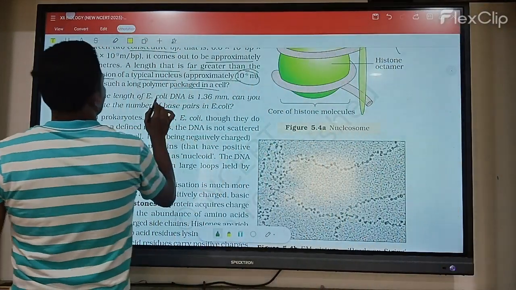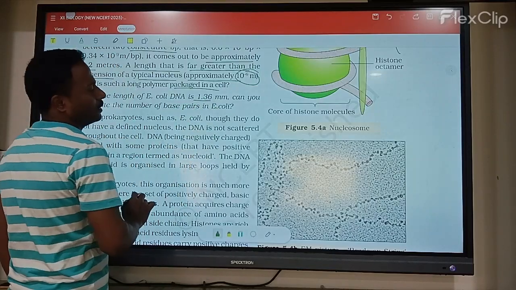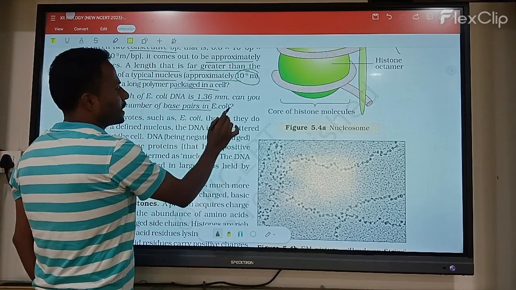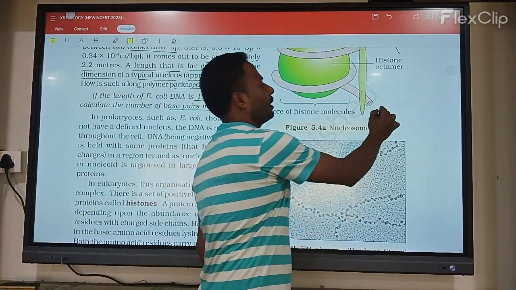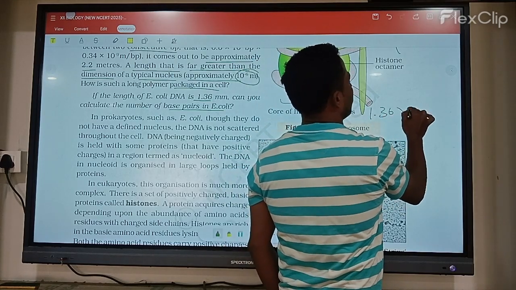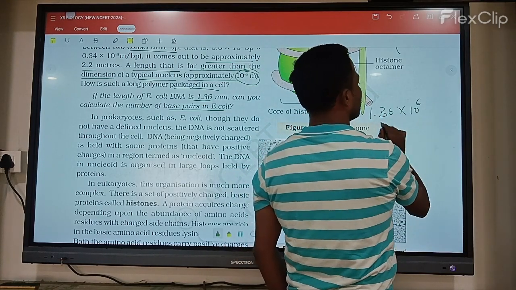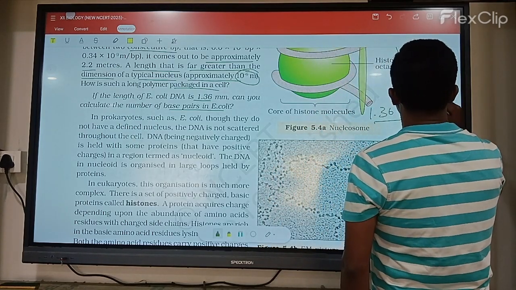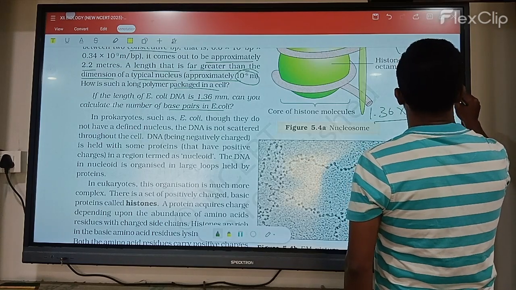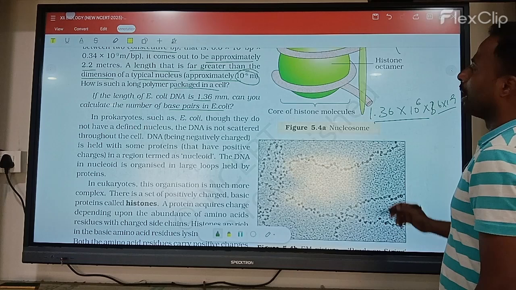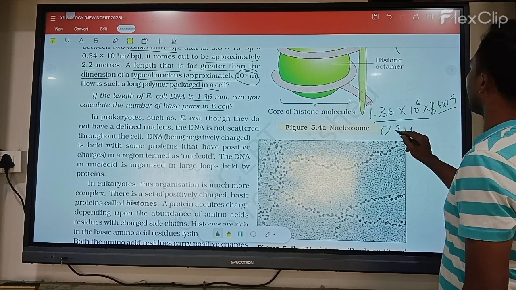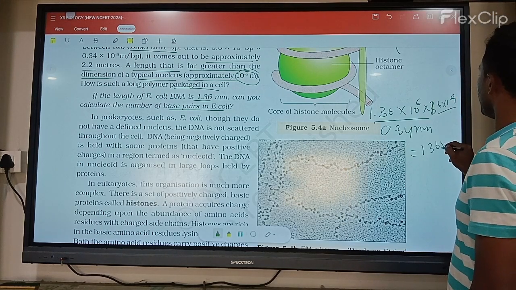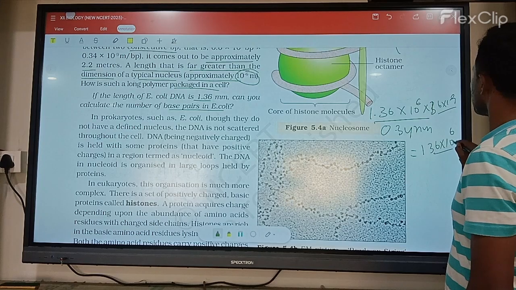Now the length of the Escherichia coli DNA: 1.36 nanometers, we can calculate from the number of base pairs of Escherichia coli. How to calculate here? 1.36 into 10 to the power of 6 base pairs, into the distance of 0.34 nanometers between base pairs, gives us the total length.